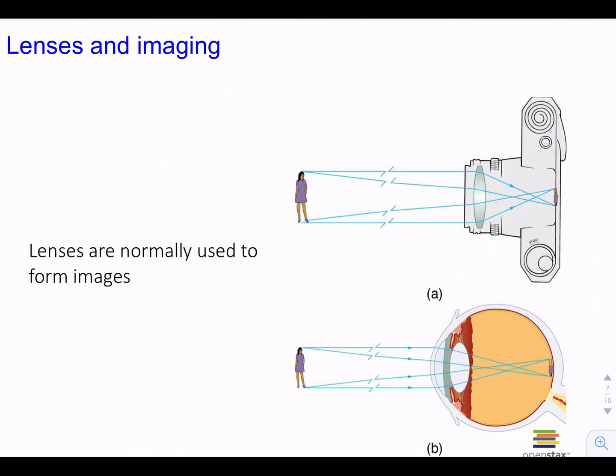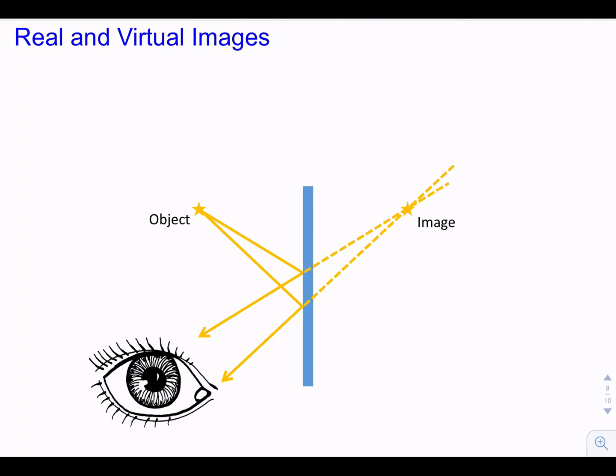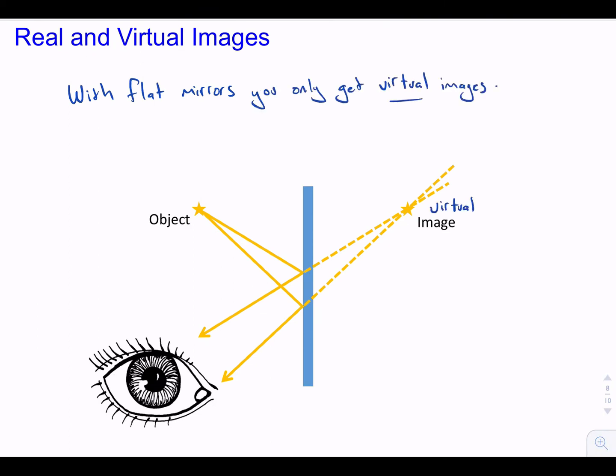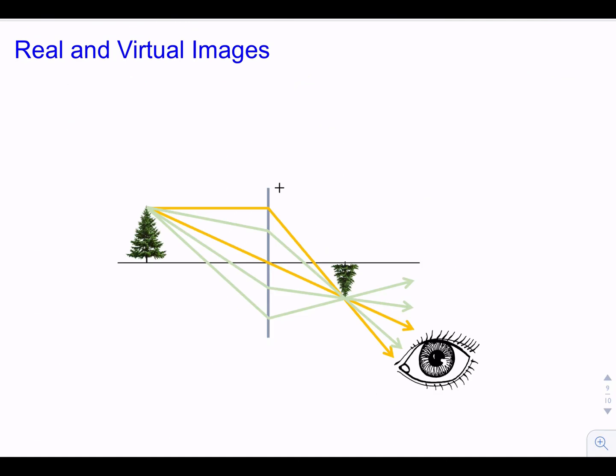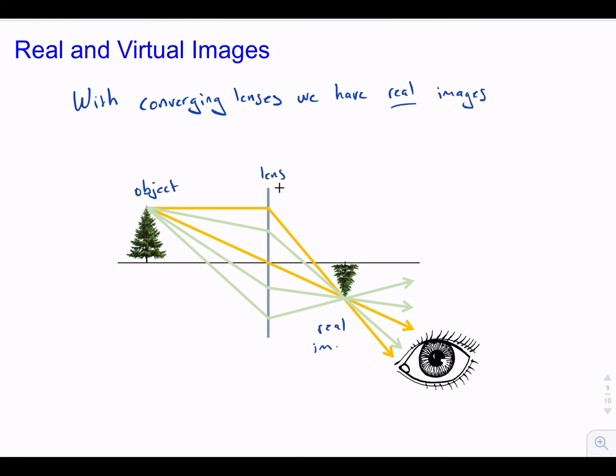Here's a lens showing the image formed in a camera and a lens forming an image in your retina. In both of these cases the image is real and inverted, and it's formed by a converging lens. With flat mirrors, as we've seen, we only get virtual images. The rays only appear to come from the image. So here's the virtual image, and here's the object and the eye. Note that the mirror reflects the light. We know the light physically can't get to the other side of the mirror because it has to bounce back. On the other hand, lenses like the converging lens in this picture do form real images. With converging lenses, we have real images. The rays we see do come from the image. So here's the object, the lens, denoted by this plus sign, so we know it's a converging lens, and this forms a real inverted image on the other side of the lens.